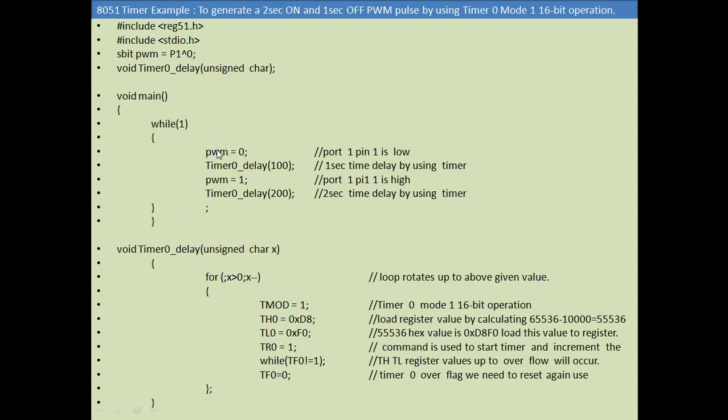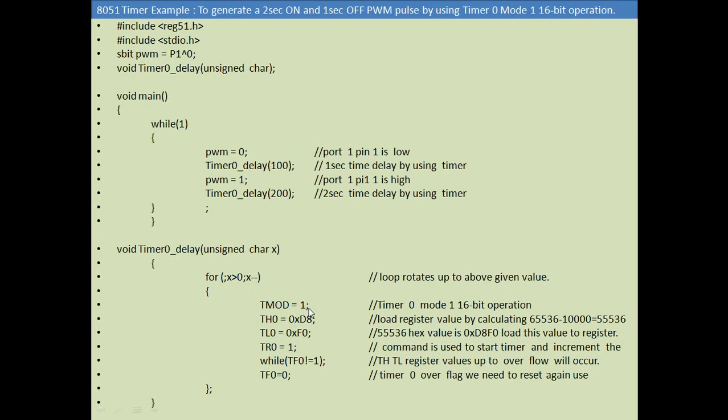And this is the function we are defining, timer0 delay. And while(1), this loop will run continuously, infinitely. First PWM = 0, that means port 1.0 I set as 0. Actually it is high, so I'm pulling it down to low. After that timer0 delay of 100, and it goes to the function here, char x = 100. For x, this is also a for loop. It will run up to 100 times only.